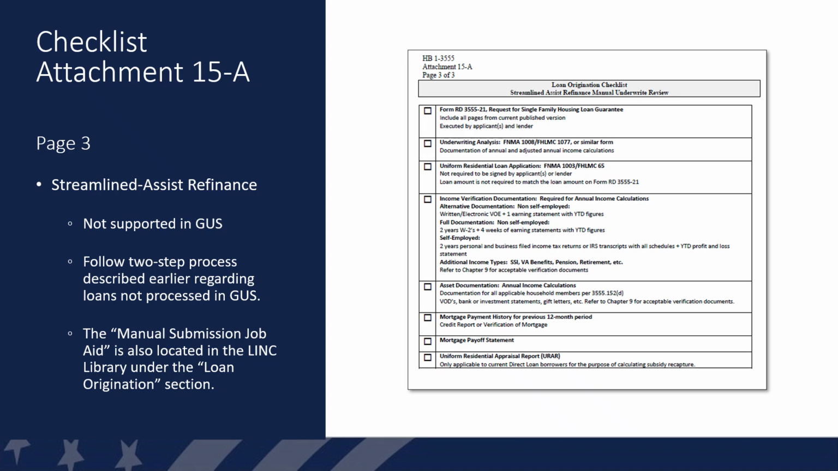As a reminder, Streamline Assist Refinance loans are not supported in GUS and must be manually underwritten. These loans will also utilize the two-step submission process discussed earlier in the module. For easy reference anytime, the complete manual submission job aid can also be found in the link library under the Loan Origination section.